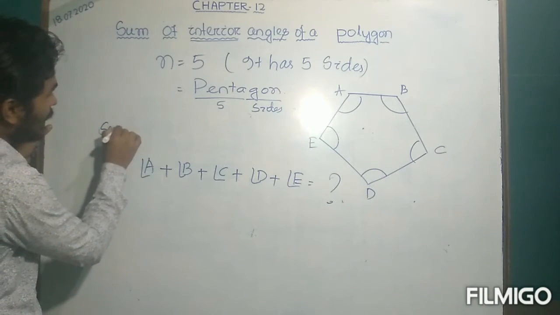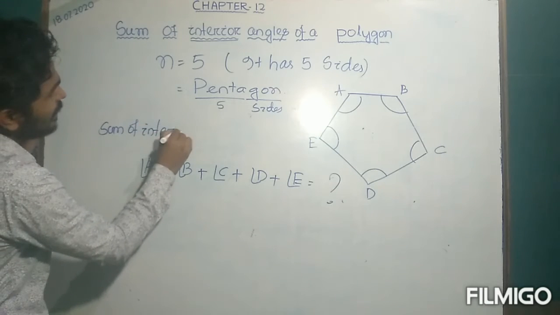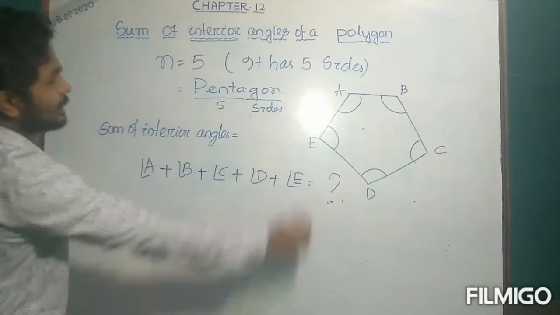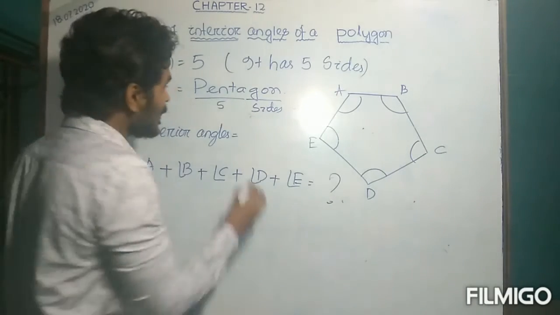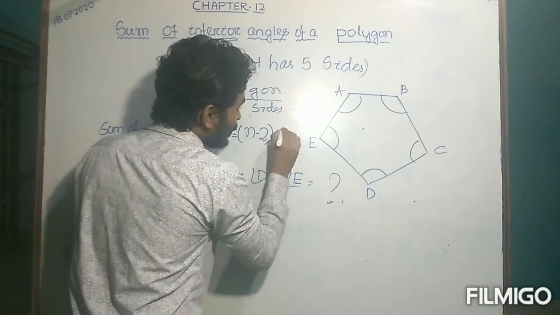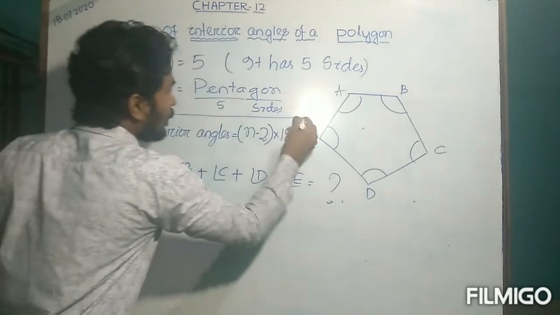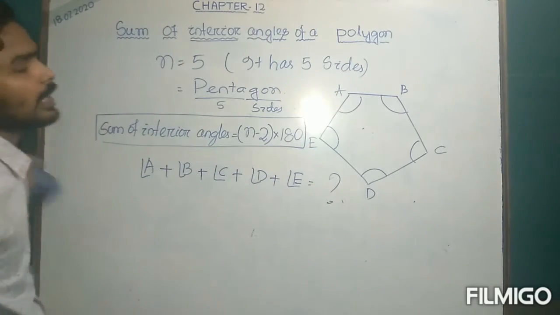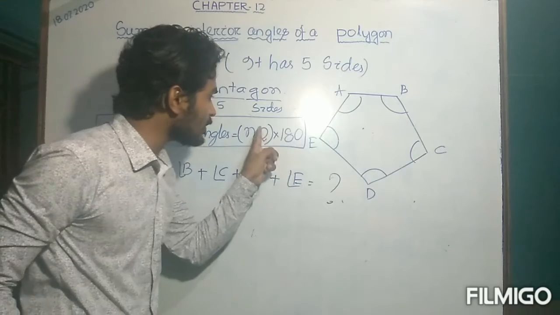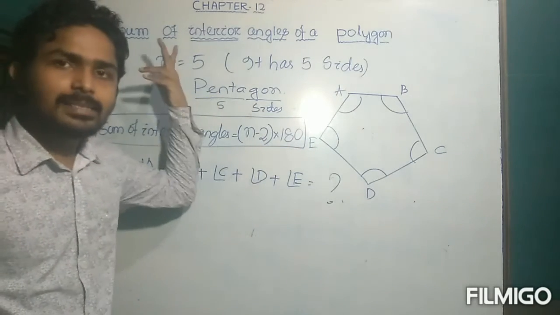I am writing this formula. Sum of interior angles is, the formula is (n minus 2) into 180 degrees. So this is the sum of interior angles of a polygon. You can write it: the sum of interior angles of a polygon is (n minus 2) into 180 degrees, where n means the number of sides.